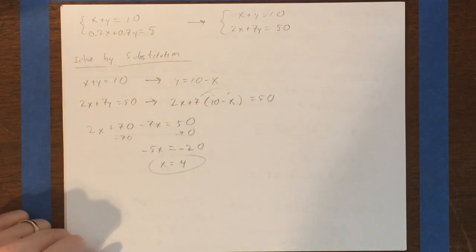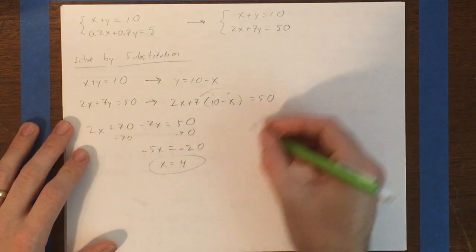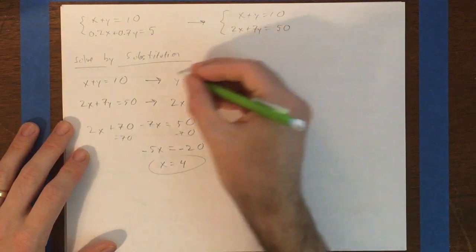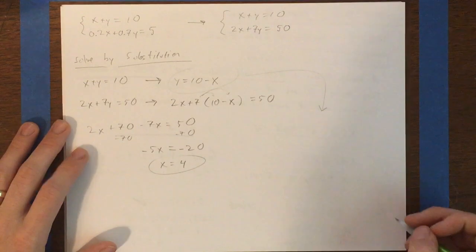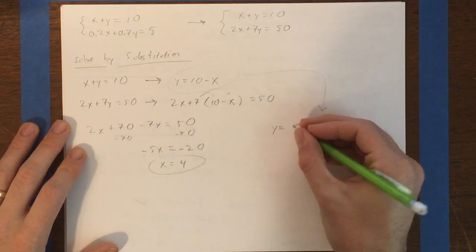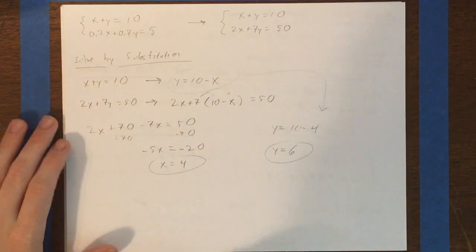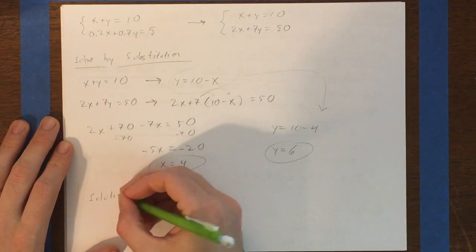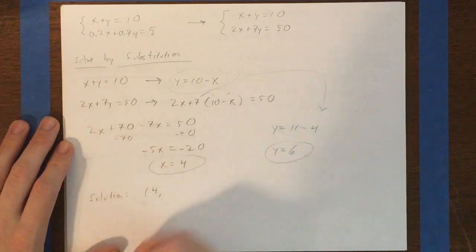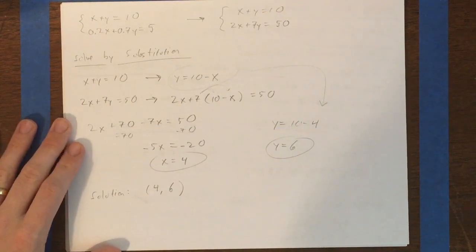Now we have one of the two values for the variables. What we're going to do is take that in combination with this step back here. We're going to take the y equals 10 minus x, stick the 4 in for x, and get our other value. So y equals 6. So that means that a solution to this equation is x value 4, y value 6. You can represent that as an ordered pair like that, as if it were a point.